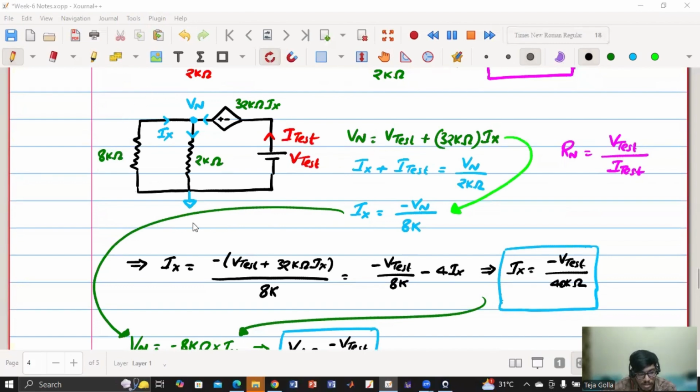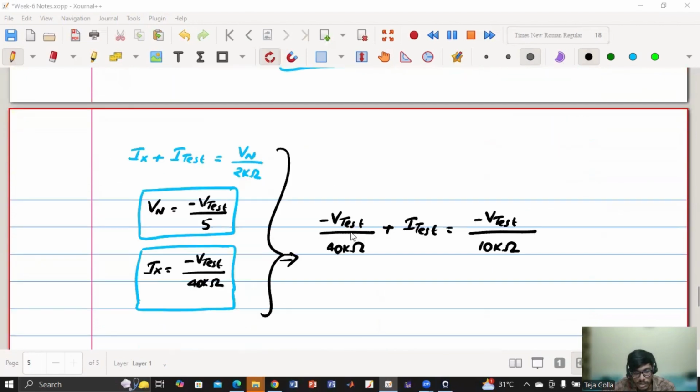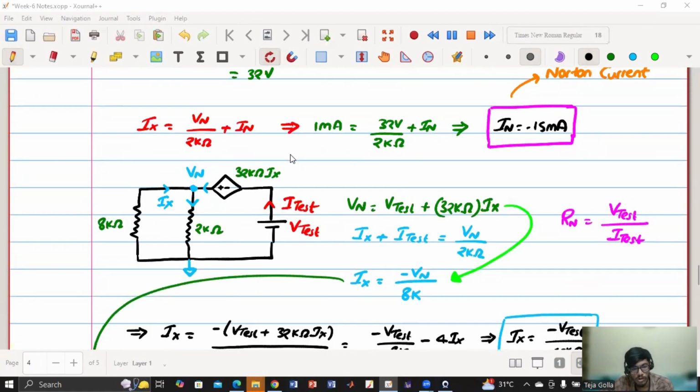Basically, I have one circuit. I have to calculate V test by I test. So I need to get an equation where I'll be getting V test and I test. So what we have done is, first this voltage is there, right? 32k into Ix. So this voltage source plus this voltage source is Vn. So Vn is nothing but V test plus 32 kilo ohm into Ix.